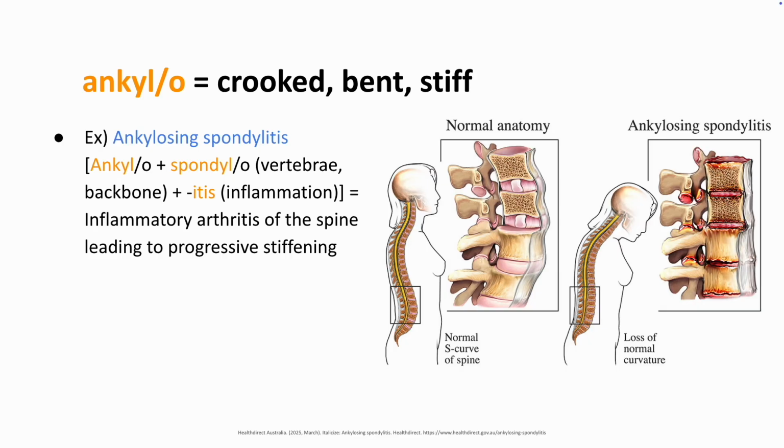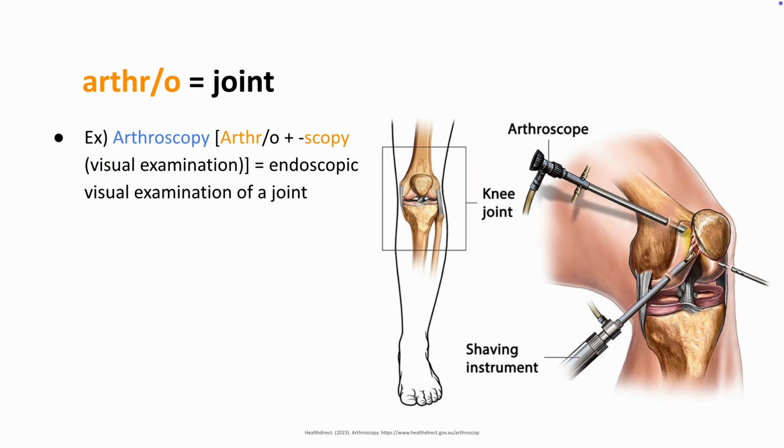Arthro is a combining form that means joint. So arthroscopy, let's say, arthro, joint, plus the suffix scopy. Scopy means visual examination from the last lecture. So arthroscopy is endoscopic visual examination of your joints. I didn't know this was possible until I tried making these slides. But you can actually add a scope through your skin into the joint area and take a look around there as well.